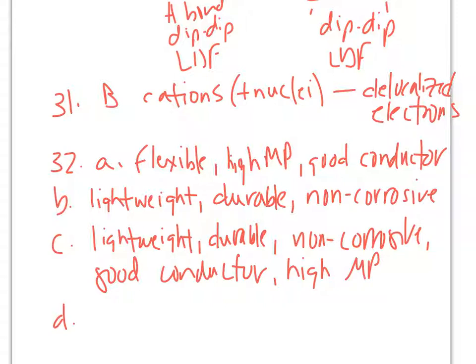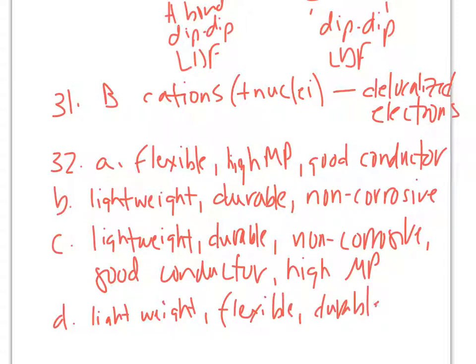And then D, tent frames. Lightweight is good. Flexible is good. Durable is good. And non-corrosive would be the really desirable characteristics in a tent frame.